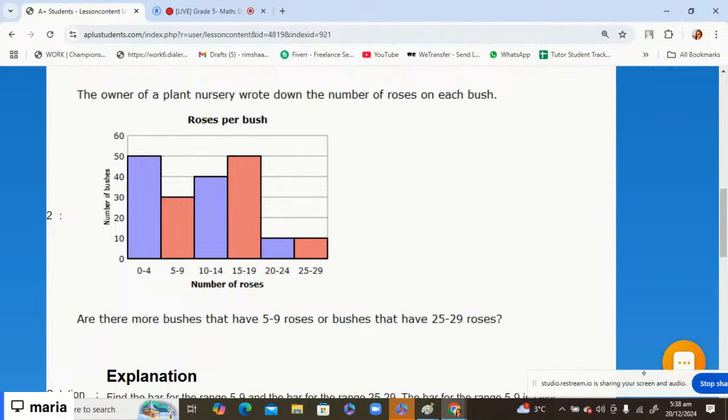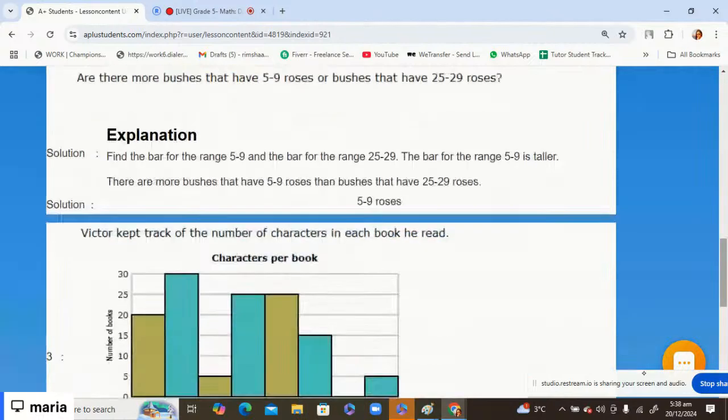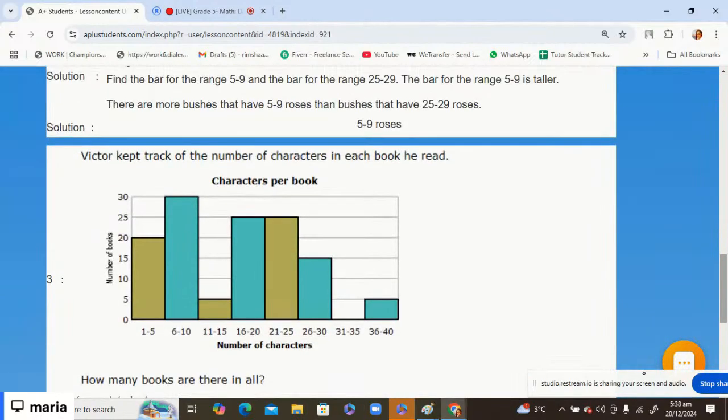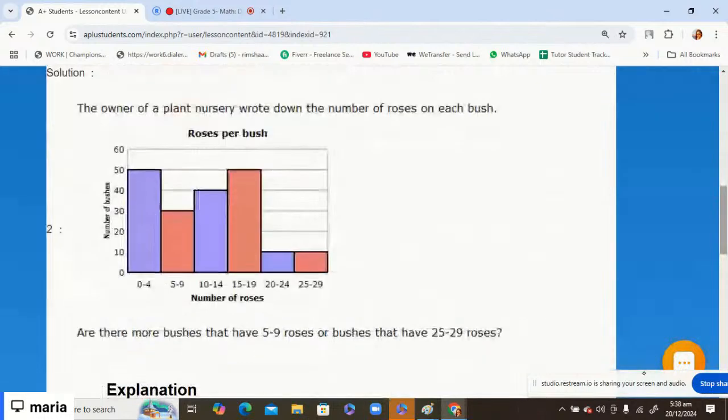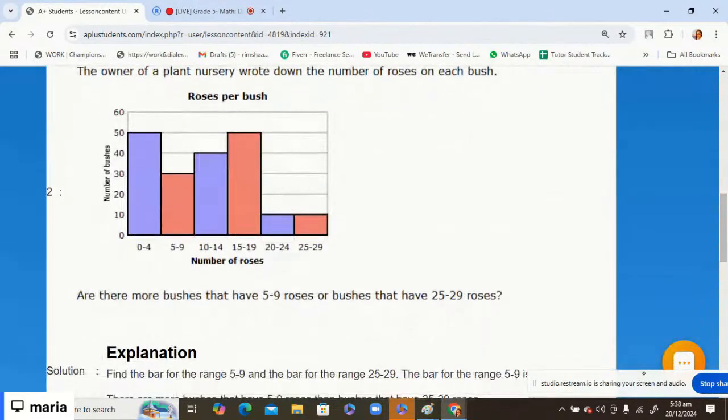5 to 9, you can see that it's 30, and 25 to 29 it's 10. So they are asking, are there more bushes? Which has more? That is 5 to 9, which is 30, the greater number. And this is the lesser number, so you can say that it's not more.